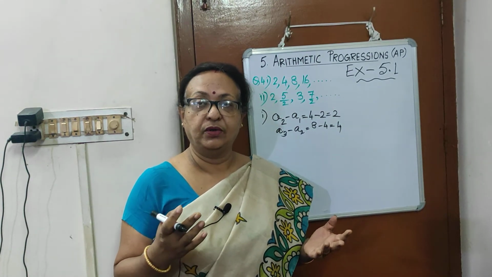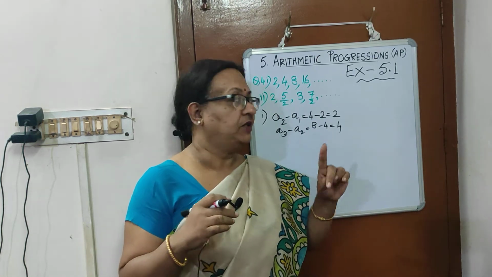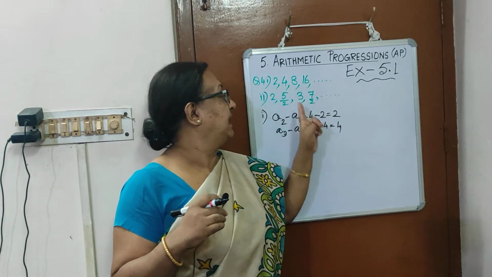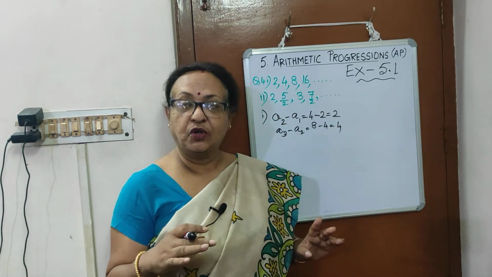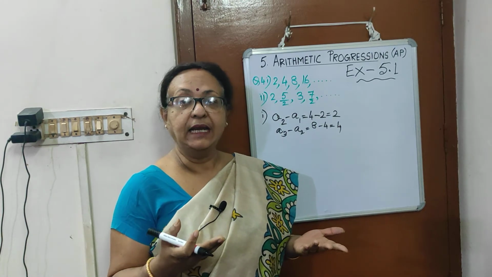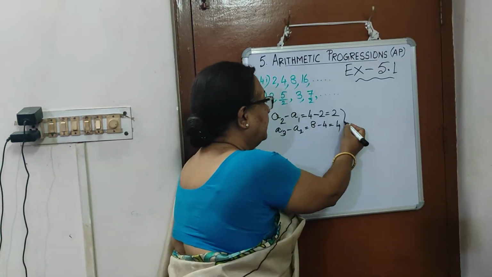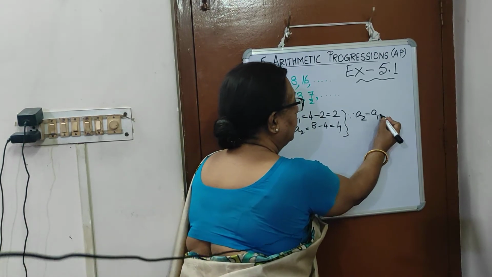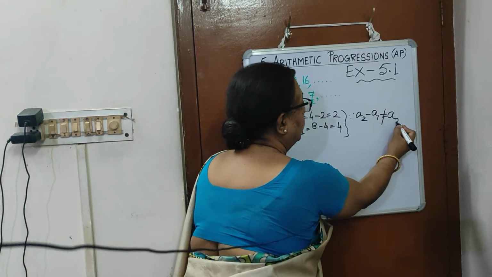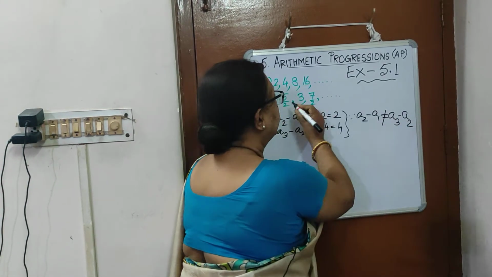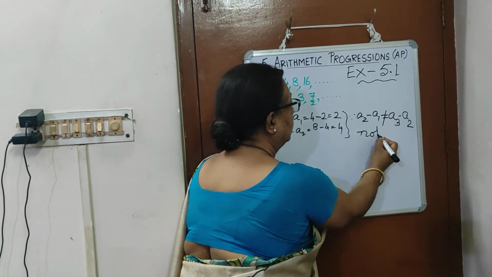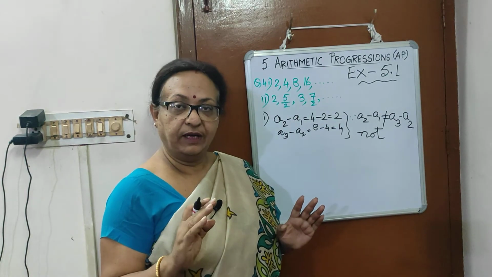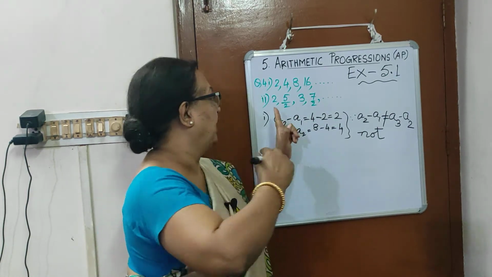So is the common difference constant? Yes or no? Obviously not. The difference between the first two terms is 2 and the difference between the third and the second term is 4. The difference is not constant, therefore it is not an AP. So what do we write? For this we write, since A2 minus A1 is not equal to A3 minus A2, the given sequence is not an AP. So understood children? Okay. Come to the next one, the second one.